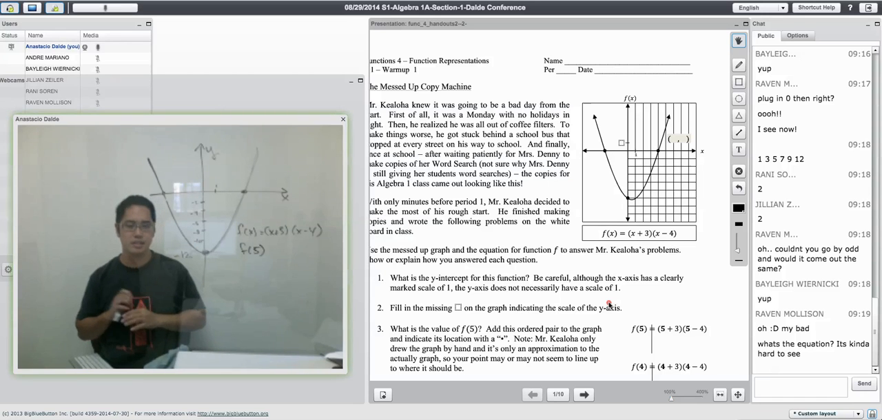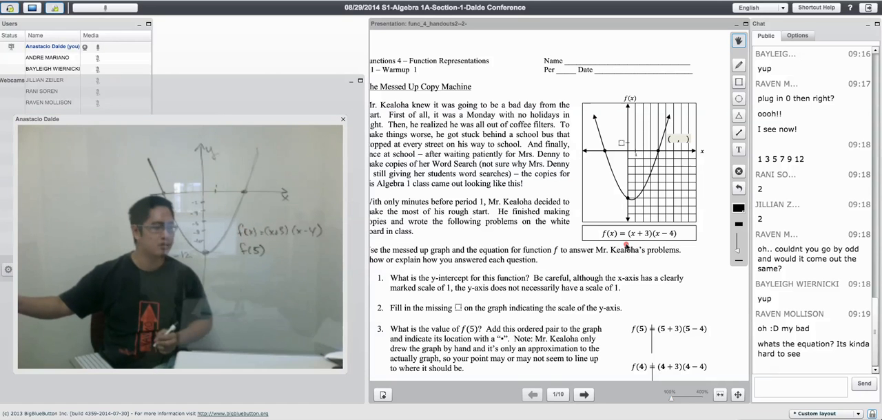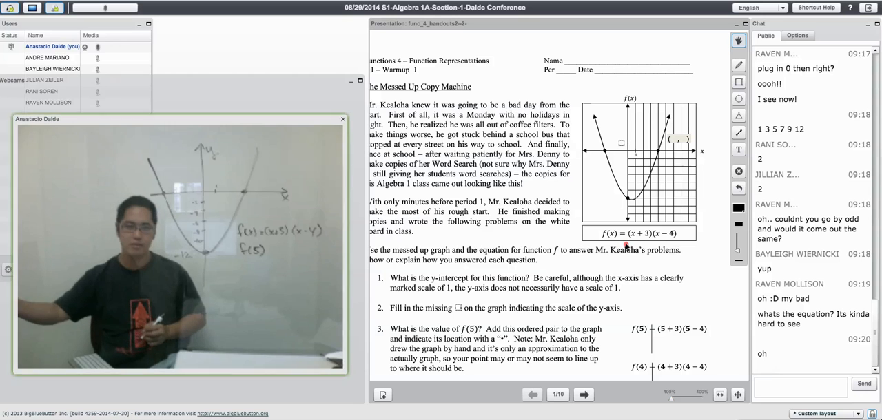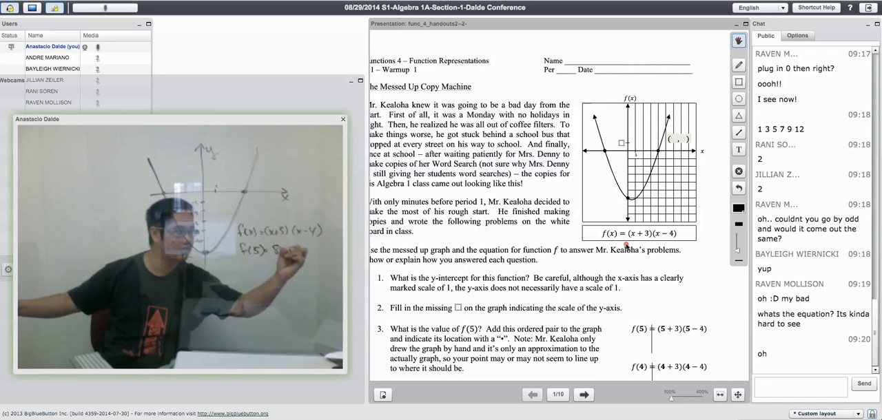What's the equation? It's kind of hard to see. Well, you can look at it right here, and that's actually easy to see. x plus 3 times x minus 4. That's what I'm supposed to write here. Cool? All right. So all I've got to do is plug it into the equation. I just plug a 5 into there. That would be 8 times 1.